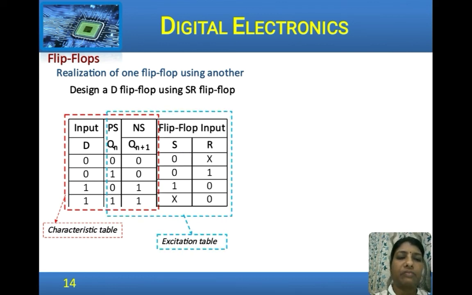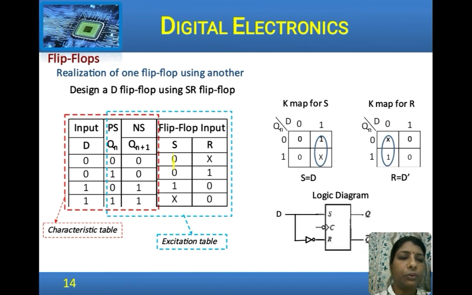Get the excitation table of SR flip flop, and now we have the present state and next state that we require for a D flip flop. Now we will try to implement this present state and next state using SR flip flops. The excitation table gives that. For an SR flip flop, if the present state is 0 and the next state is 0, S and R should take the value 0, don't care. If present state is 1 and next state is 0, SR should be 0 1. This is the excitation table for SR flip flop that we have already seen. Using this SR flip flop, we are going to give some connections and make it work like a D flip flop.